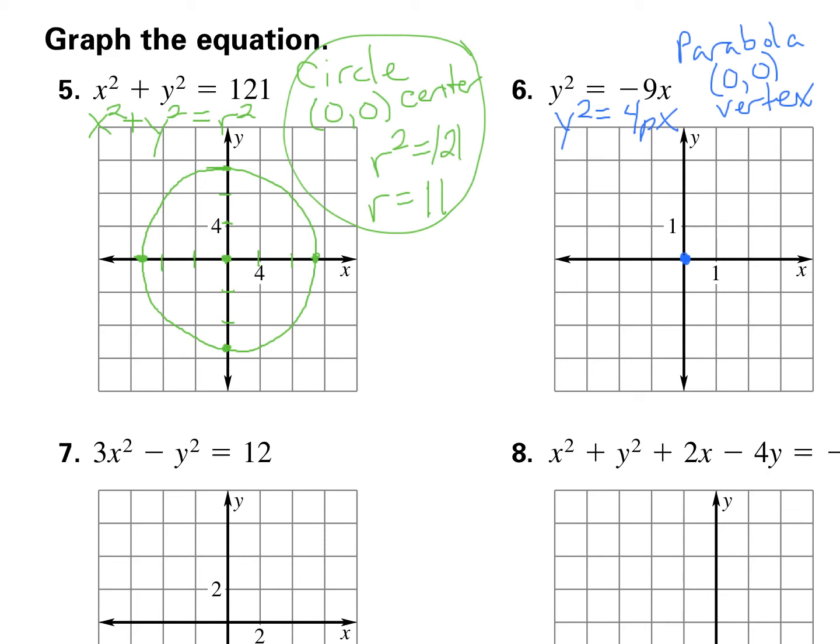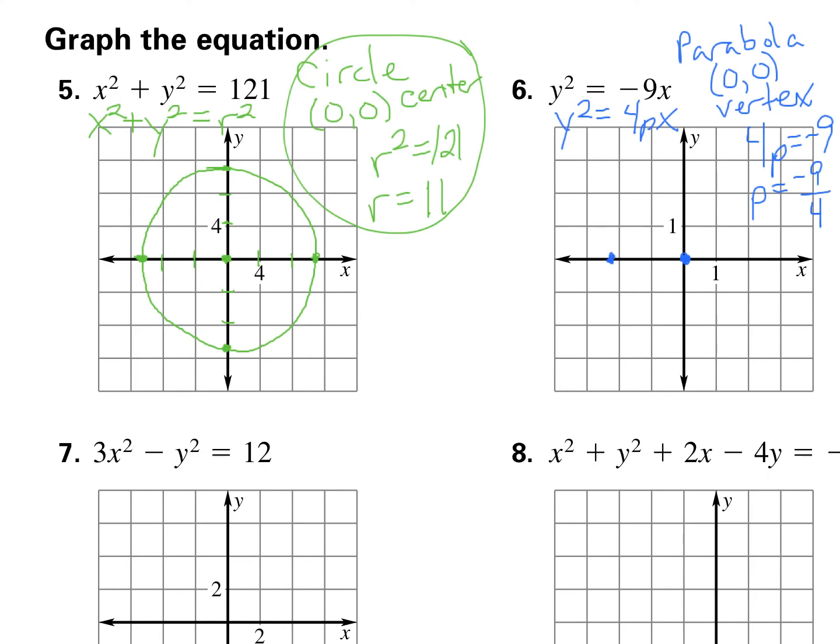And then if I really wanted to, I could figure out the focus, which would be p units away from the vertex, by setting 4p equal to negative 9. If I solve for p, p is equal to negative 9 over 4. Okay, so that would be negative 2 1/4. So negative 2 1/4 would be approximately there, so that's my focus.